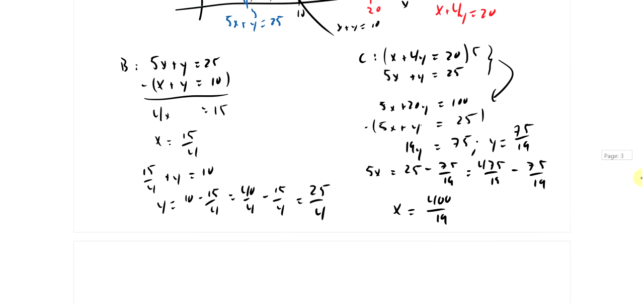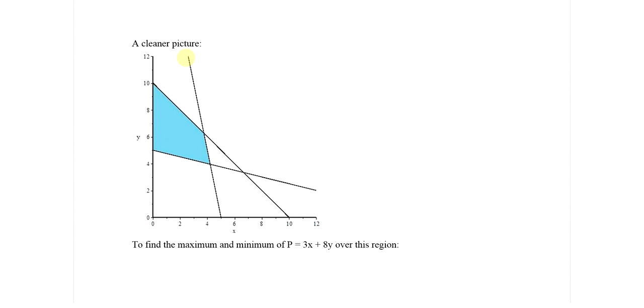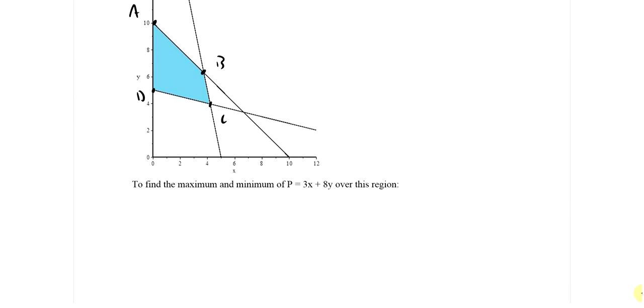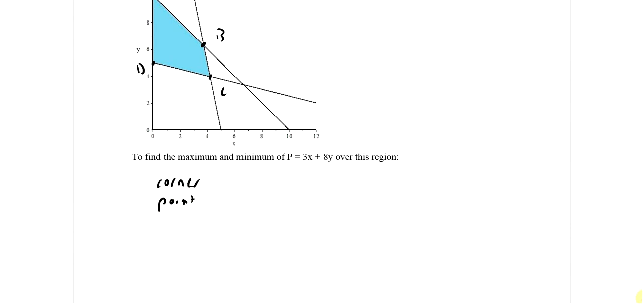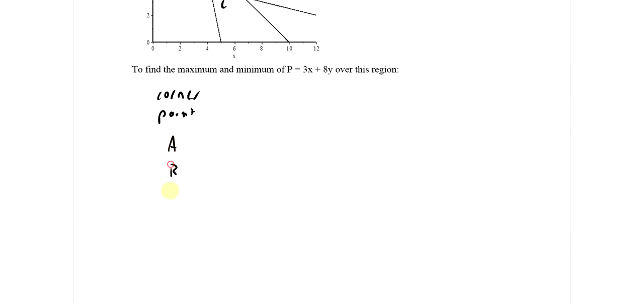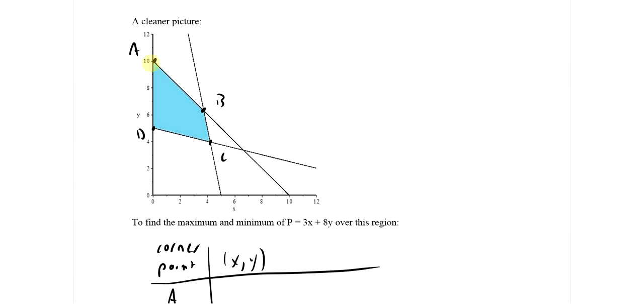So let's move to a slightly tidier picture. So this is one computer generated. This is A, this is B, this is C, this is D. How do we find the maximum minimum of that? Well, we'll set up a table. What's my corner point? Well, how many corner points do I have? I've got 4, A, B, C, and D. What's their x and y coordinates? Well, the x and y coordinates for A, that's 0, 10. That's easy to read off the graph.